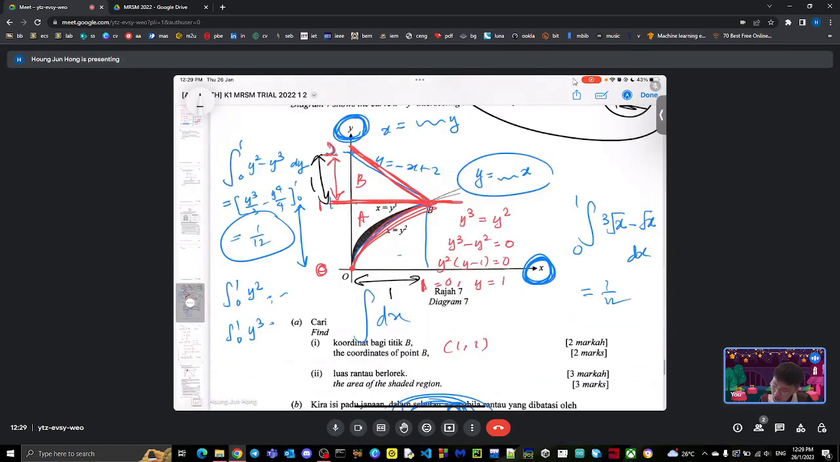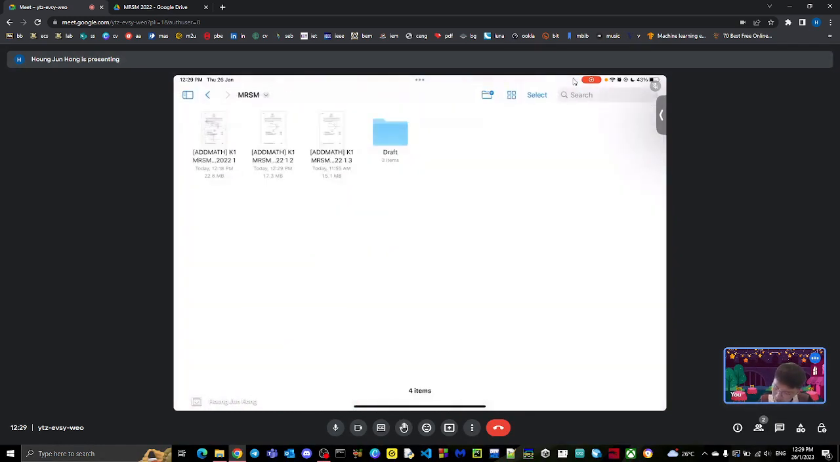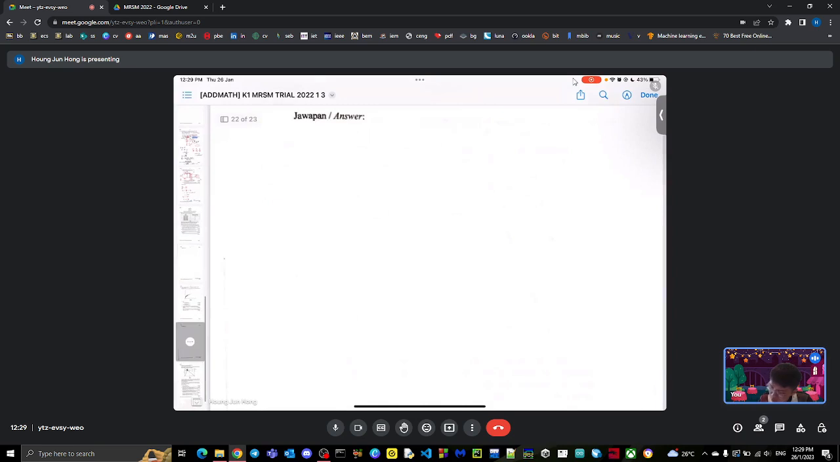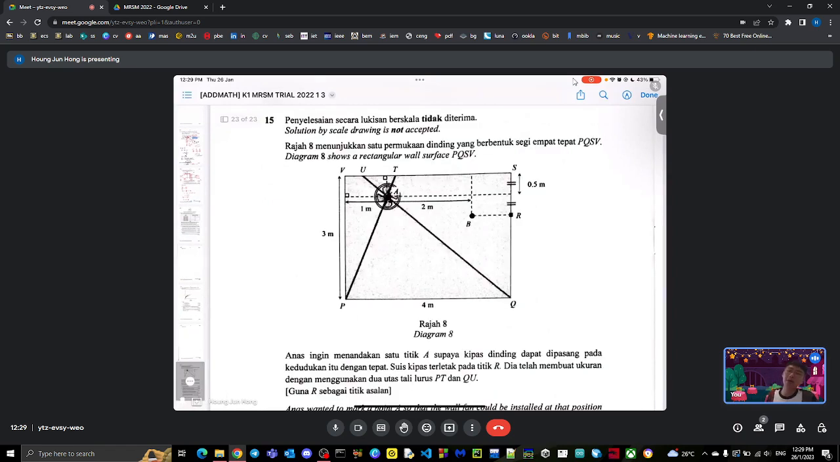Yep, that's it. So let's look into the final question. Okay. Last question. This one is a nightmare. Why? Because it's really complicated. It's really troublesome in a way, because you have to form all the equations here and there.